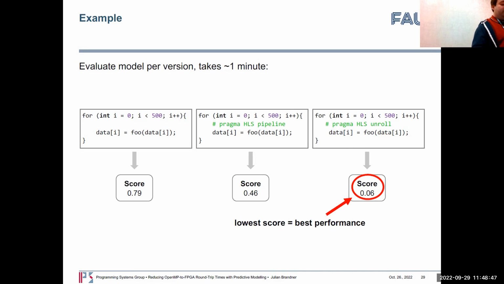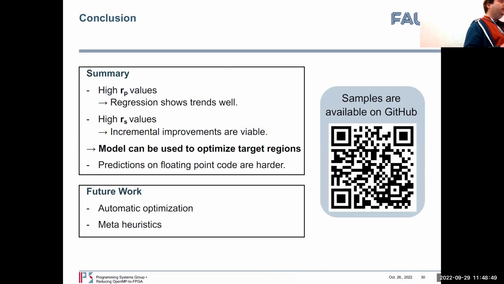And to sum this all up, we had Pearson and Spearman correlations. A high Pearson correlation coefficient means that the regression shows a general trend really well. So if the model tells you that your snippet is really good, it probably is. And maybe even more importantly, the Spearman correlation, which was still pretty high, means that the relation between 2 samples is represented well. So if the model tells you that sample A is way faster than sample B, it probably is.